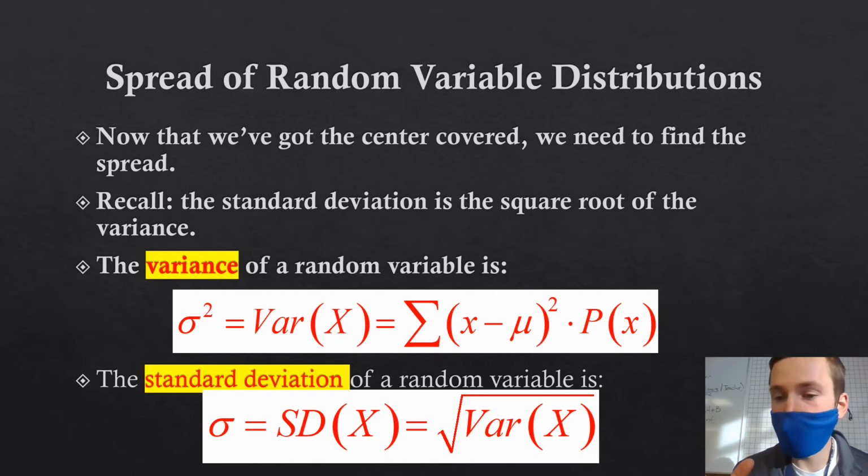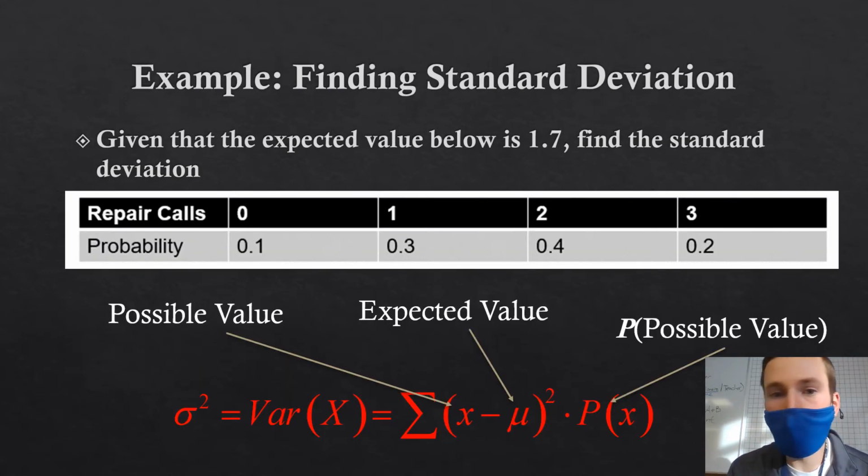And I should have prefaced with this: we're going to learn how to do all of this on the calculator, so don't feel like you need to memorize how to do this by hand. So going back to our first example about the number of calls that we get, we already found that the expected value is 1.7, so our mean or expected number of calls is 1.7.